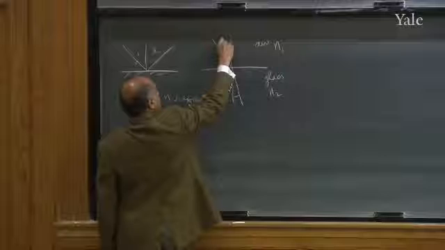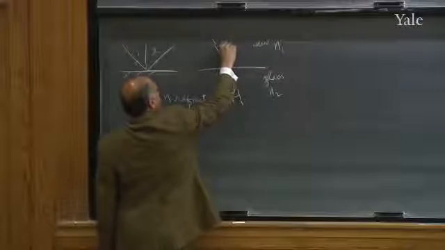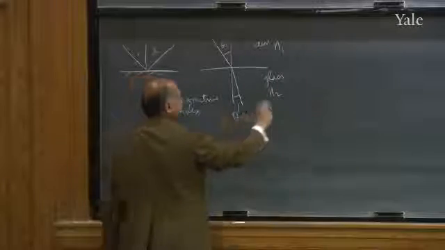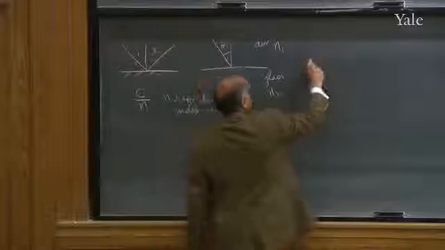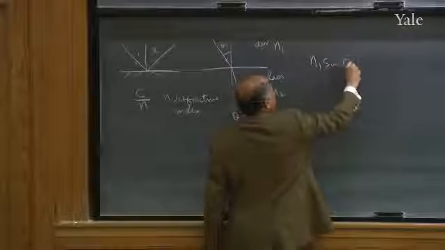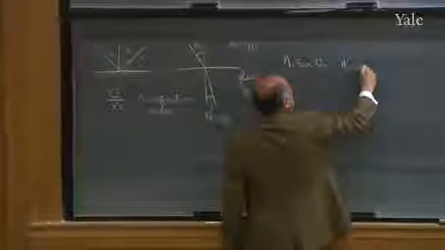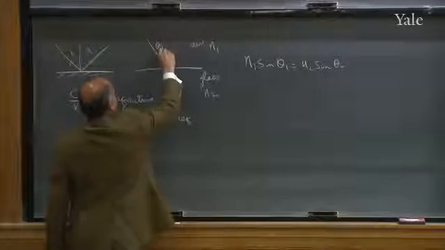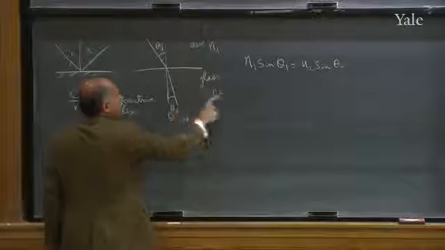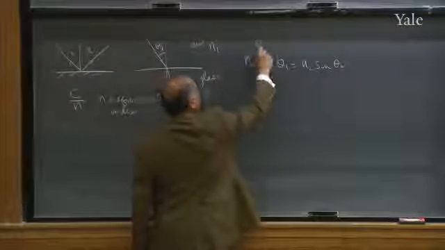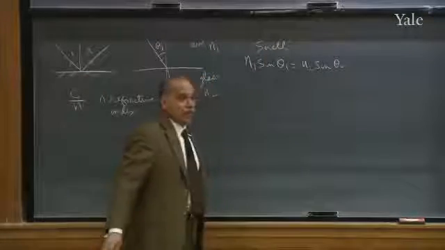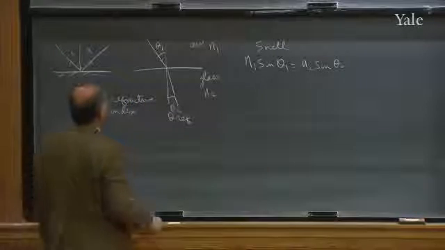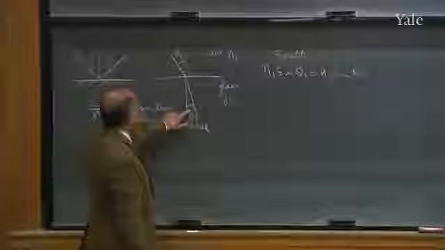And if you call this theta incident and this theta refracted, then there is a law called Snell's law that says n1 sine theta 1 is n2 sine theta 2. In fact, let me call them theta 1 and theta 2. This is called Snell's law. The way to think of the law is, if n2 is bigger, then sine theta 2 will be smaller, so this angle will be smaller.